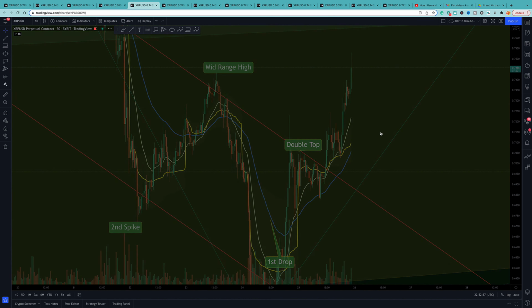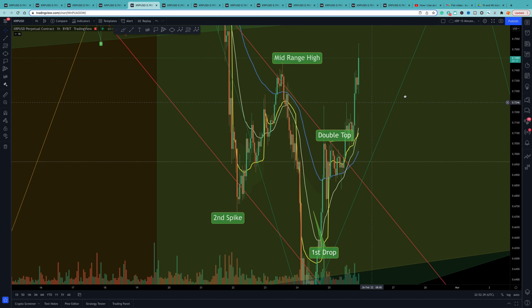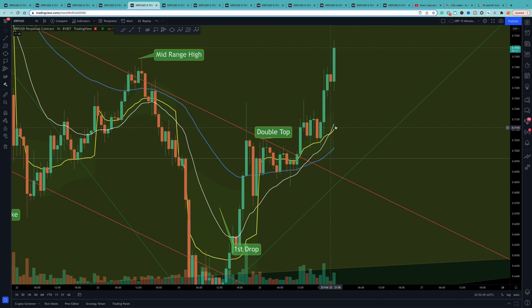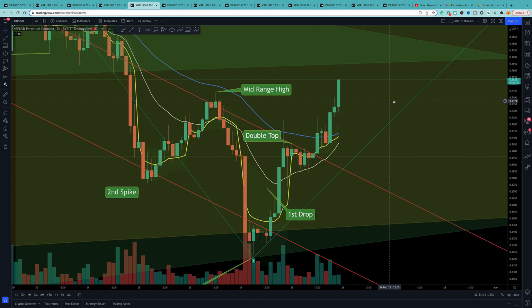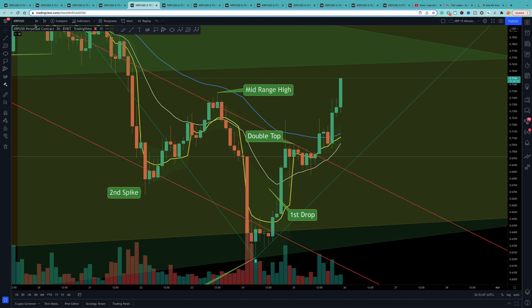But if we go to the hour, okay, look at the hour, the 20 MA is after breaking the VWAP, and here we are, look at that pump. So I'm going to go to the 2 hour. Okay, so now we can see what I'm checking for is continuation here. Is what needs to happen next.